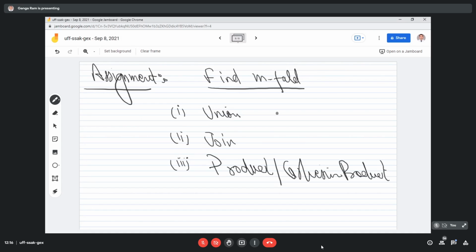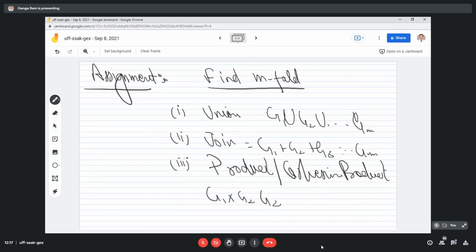Union means suppose I have a graph G, then G1 union G2 union up to Gm. Join is G1 plus G2 plus G3 up to Gm. Product is G1 cross G2 cross G3 up to Gm.